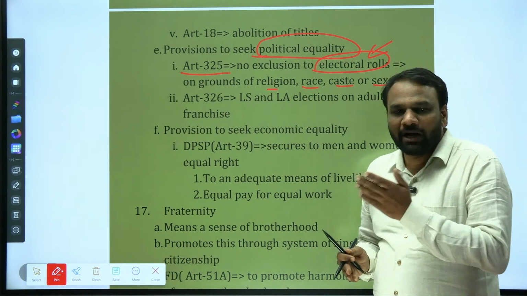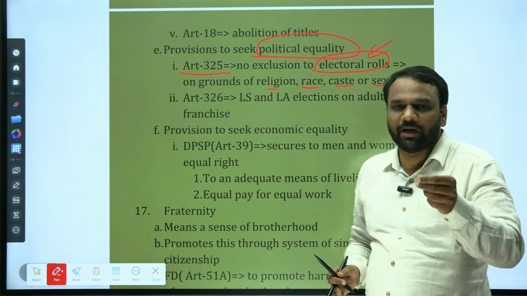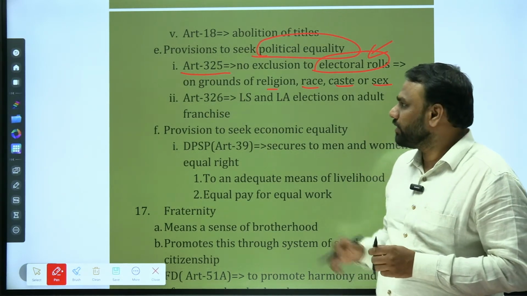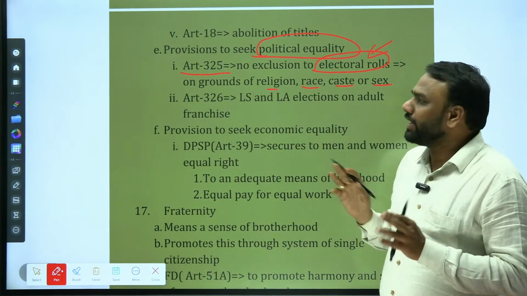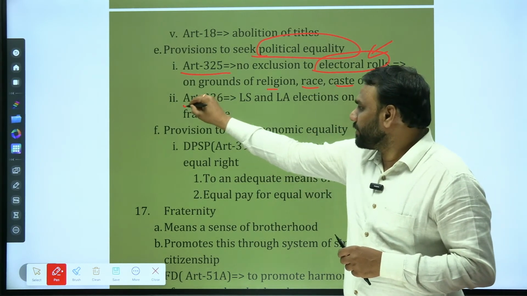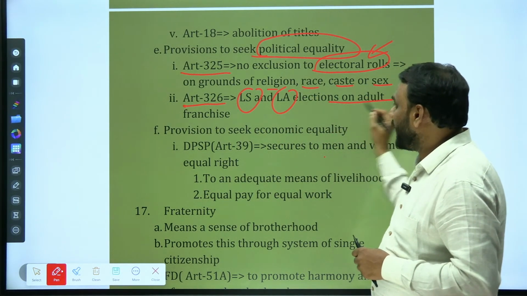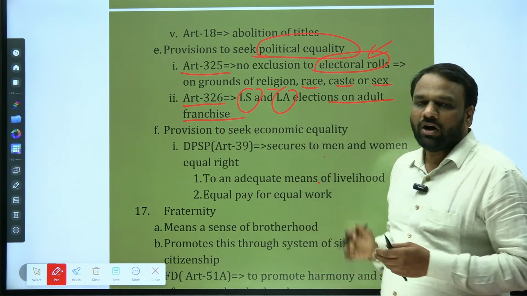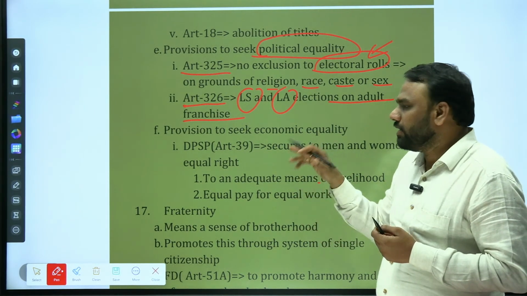Once you become part of the electoral rolls, you can vote in the election, and you can even contest an election. So Article 325 ensures political equality. Next, Article 326: Lok Sabha and Legislative Assembly elections on the basis of adult franchise. All the citizens of India who have crossed 18 years of age can vote in an election.